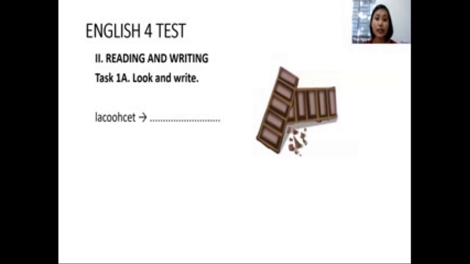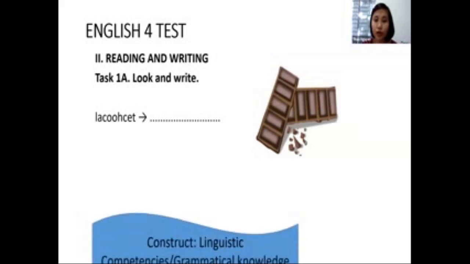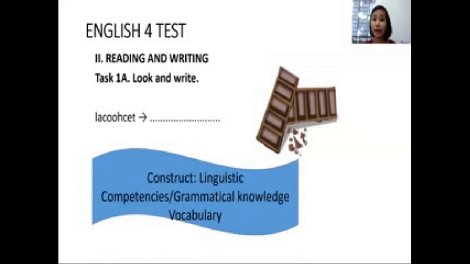The next part is reading and writing. In this part, the students are required to look at the pictures and then write the word. Firstly, they need to recognize the vocabulary they need to fill in the blank, and then they see the hint, the ordering of the letters here. This construct can be named linguistic competencies, following the CEFR, or grammatical knowledge, following Bachman and Palmer in 1996. And this one refers to vocabulary.